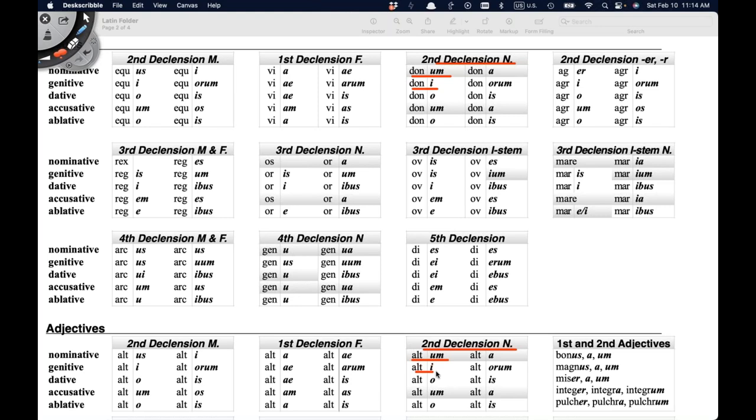Doni alti, of the high gift. Dono alto, to the high gift. Donum altum, the high gift, like I received it. Dono alto, in the high gift, in the tall gift. And then we could do the same thing with the plural. That's how you make adjectives and nouns agree with each other.